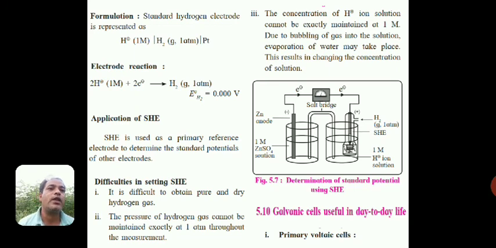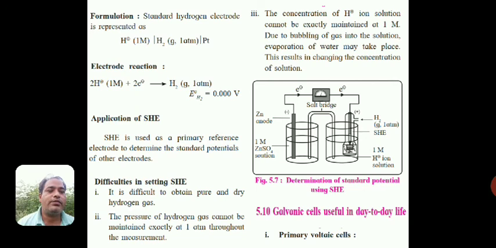Then the third one: the concentration of H plus ions cannot be exactly maintained at 1 molar. Why is it not maintained? Due to bubbling of the gas into the solution, evaporation of water may take place. This results in a change in the concentration of the solution. So this is the main reason why it is very difficult to maintain its concentration at 1 molar.